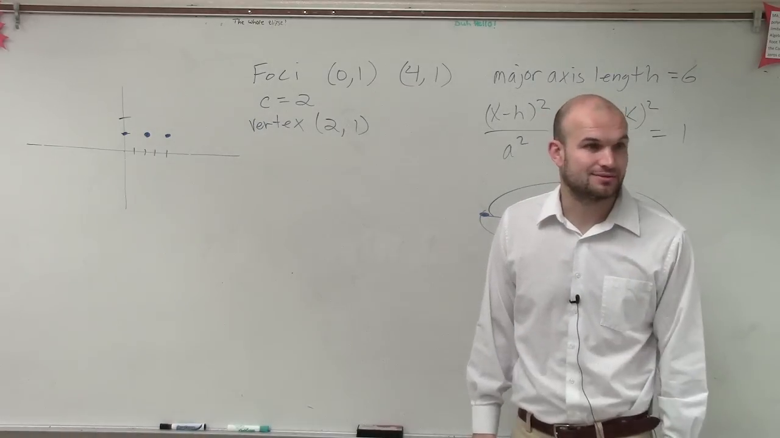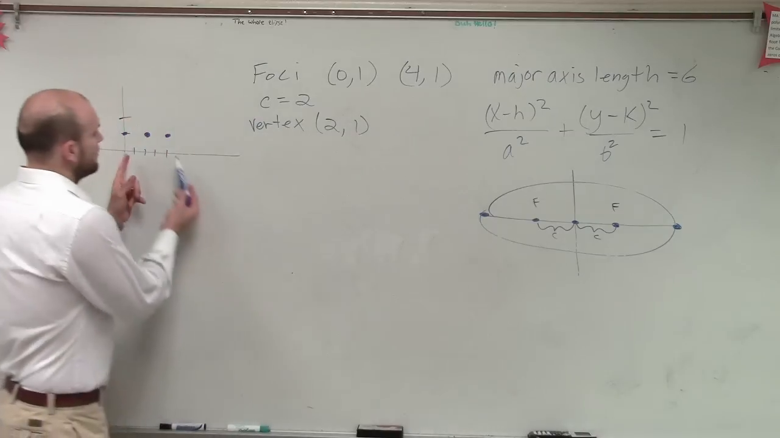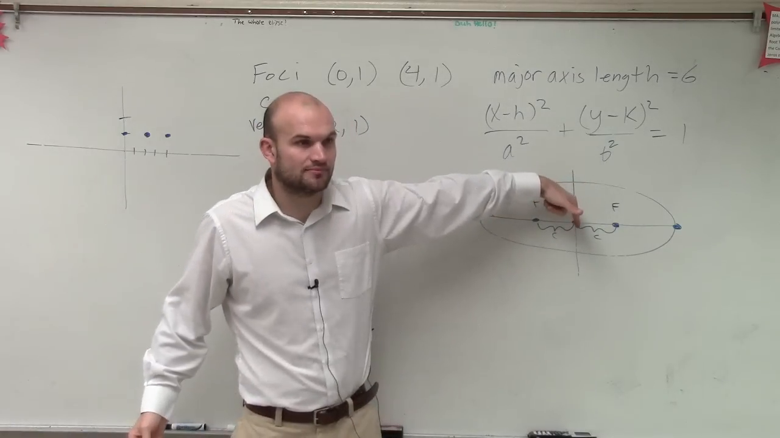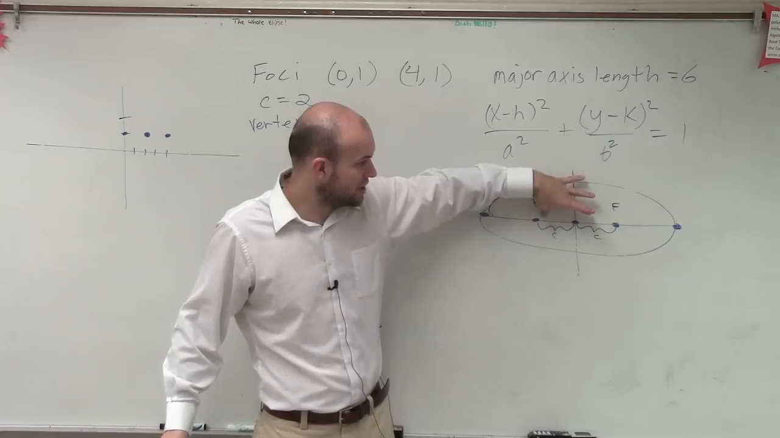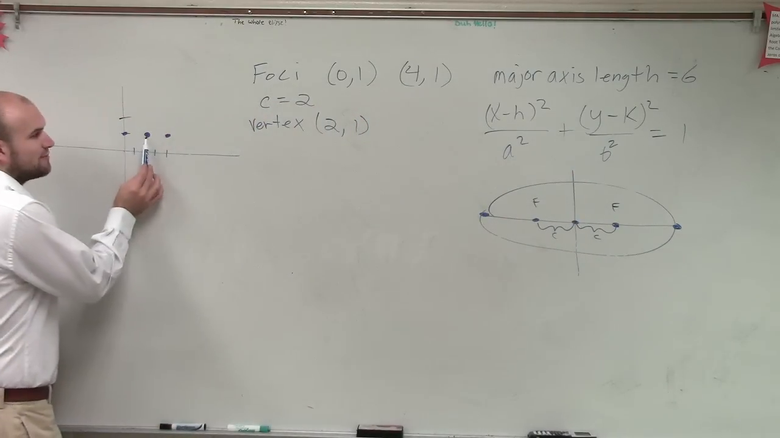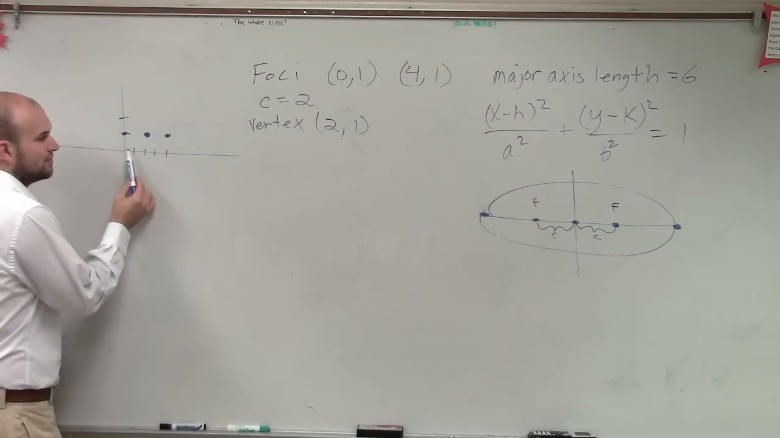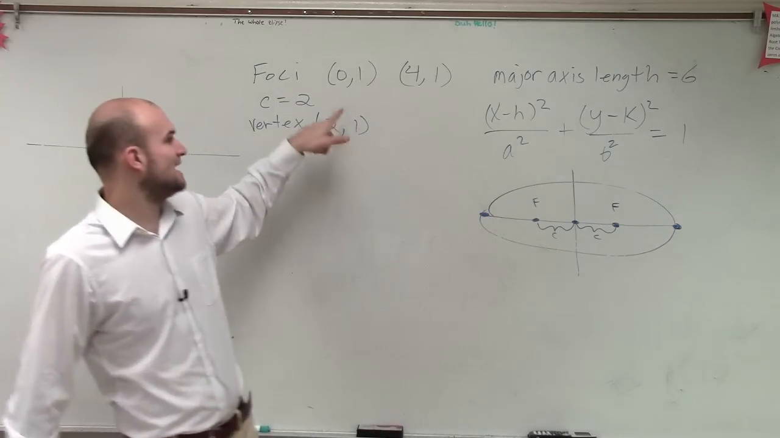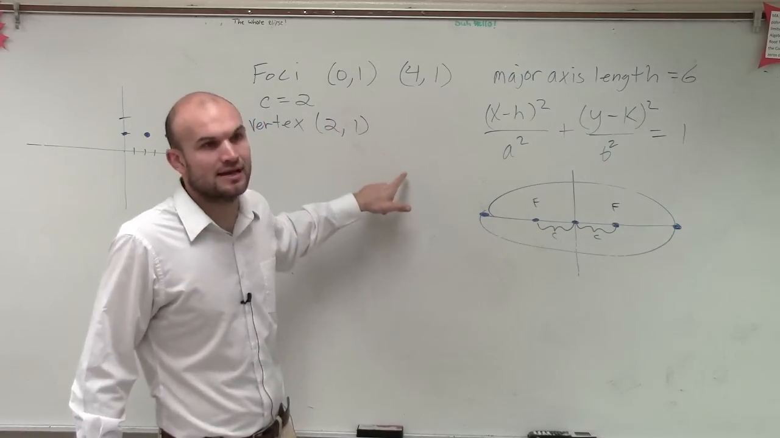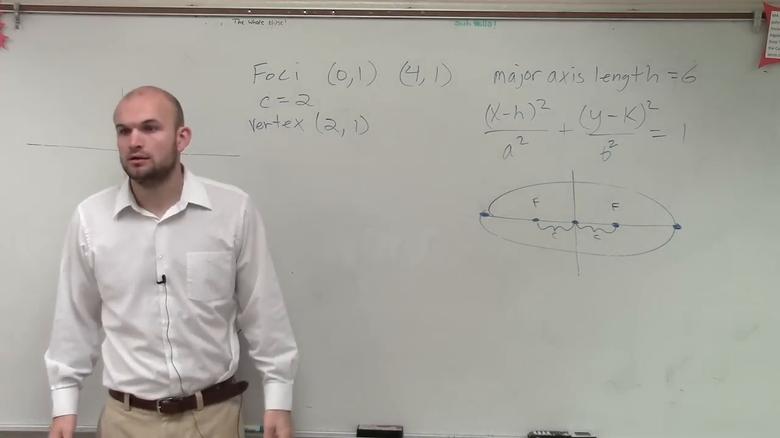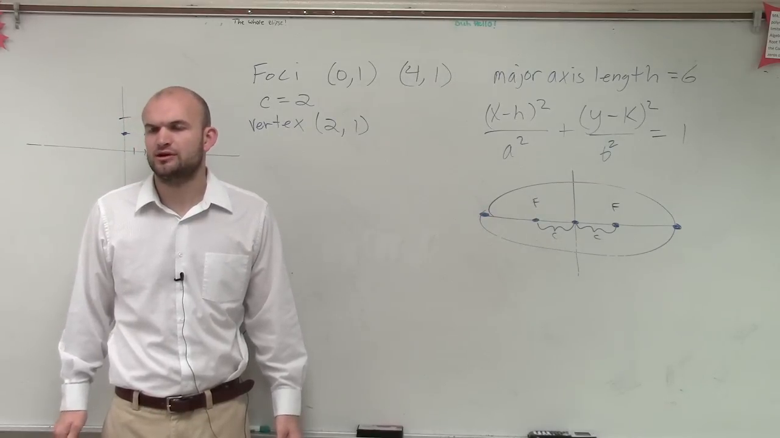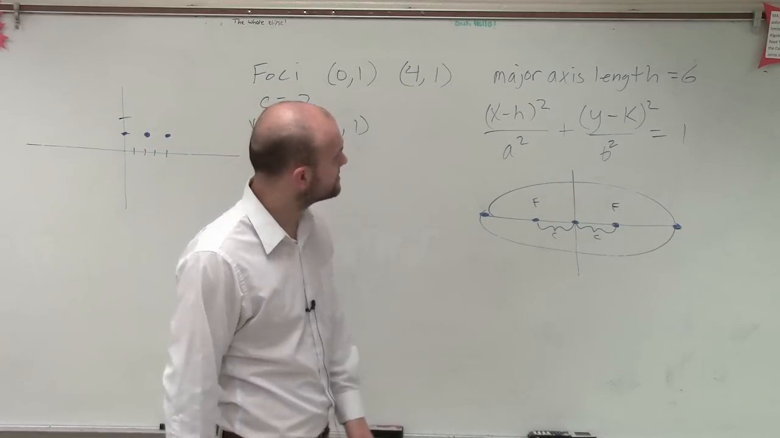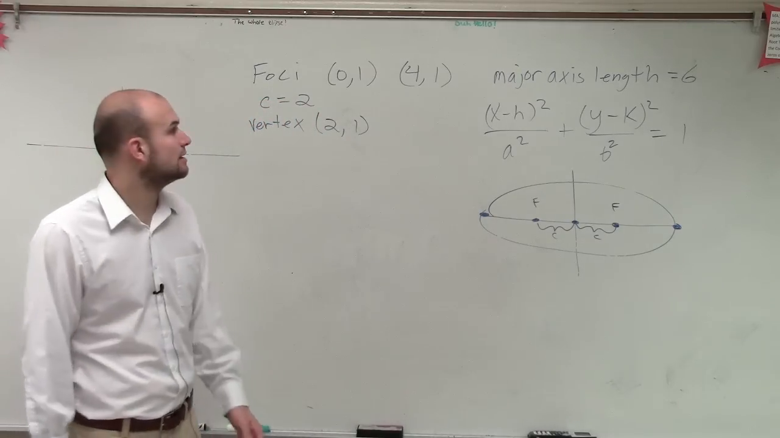Now we have to figure out what a is. We're given the two foci, and the center is right between them, and they all lie on the same axis of symmetry. Going from one focus to the other is 4 units, so between them is only 2 units. And they both have the same k because they all lie on the same axis. Do you mean center? Yeah, I mean center, not vertex. All right. So now we need to figure out what our a, b, and c are.